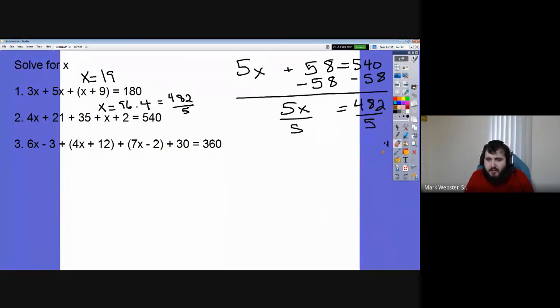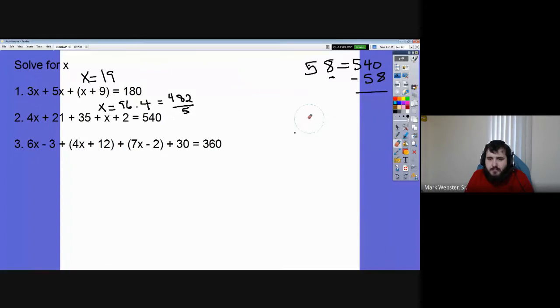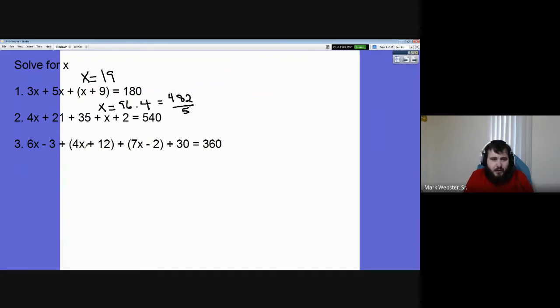Let's erase, clean everything up. And then lastly, here again we have parentheses, but since it's plus signs in front of them, those parentheses are meaningless. So we can just ignore them. So we got 6x's, 4x's, and 7. So 6 and 4 is 10, plus 7 is 17.